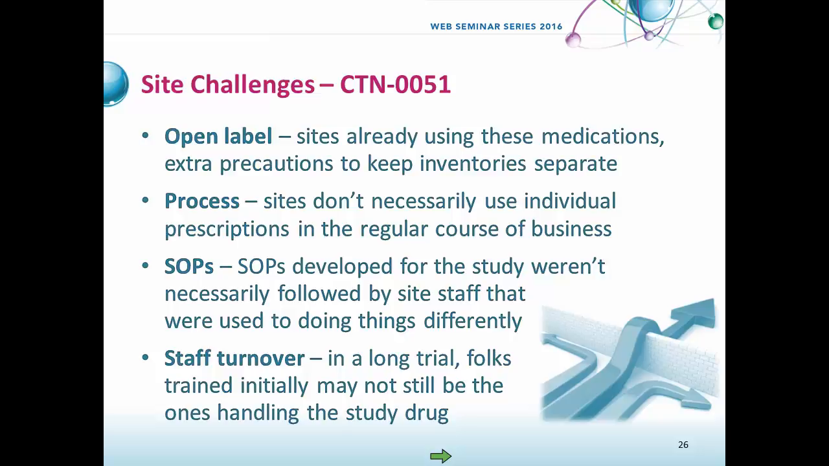And now Beth will talk a little more about the quality assurance process in IP accountability.